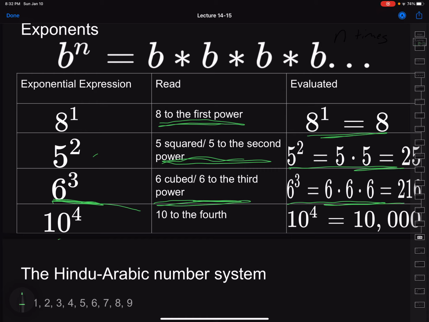And then something like 10 to the fourth power is just called 10 to the fourth, to the fifth, to the sixth, onward after that. And 10 times 10 times 10 times 10 is just 10 with 4 zeros, or a 1 with 4 zeros after it. And that's exponents, basic exponents.